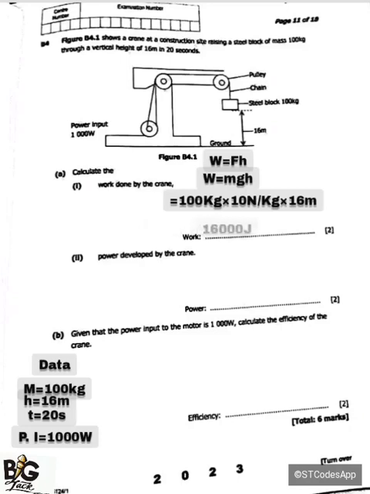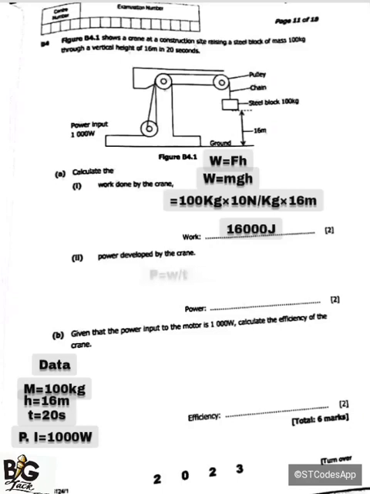So that one is the correct answer for Roman numeral number 1. Okay, so let's move on to the next one. This is Roman numeral number 2. It is saying the power developed by the crane. Here they are asking you to calculate the power output.